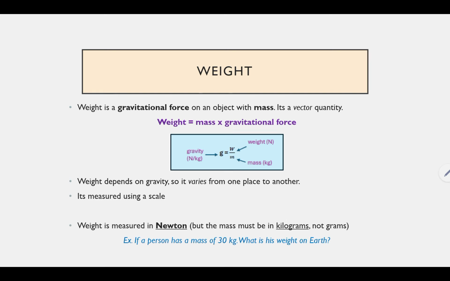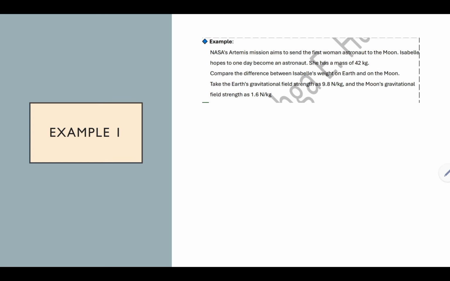If a person has a mass of 30 kilograms, what's his weight on Earth? We're going to multiply mass times gravity to get the weight, which is 30 times 9.8. 9.8 is the number which we take for gravity, and it does not change on Earth. So always on Earth, gravity is equal to 9.8. So weight will be 30 times 9.8, giving me 294 newtons, and we prefer having two significant figures, so that's approximately 300 newtons.